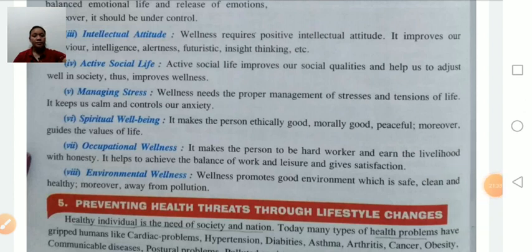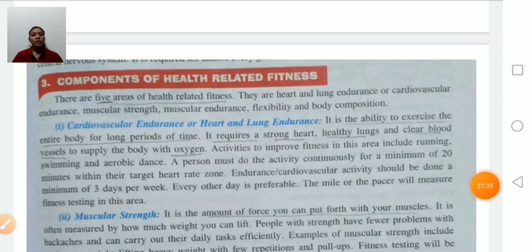Next is the components of health related fitness. There are 5 areas of health related fitness. They are heart and lungs endurance or cardiovascular endurance, muscular strength, muscular endurance, flexibility, and body composition.